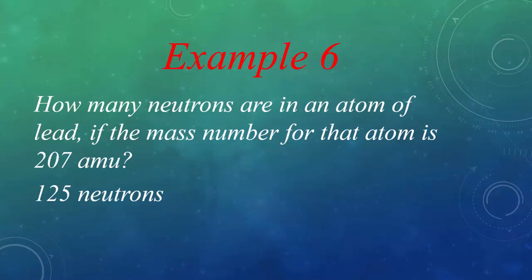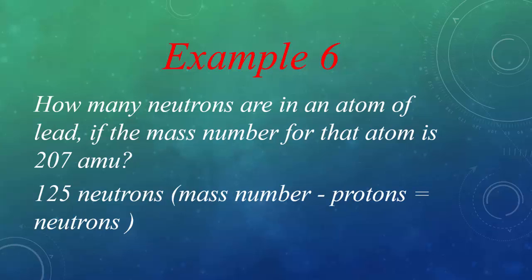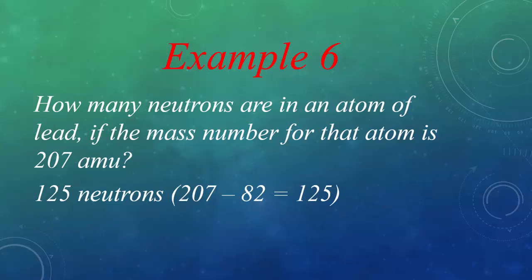125 neutrons is the correct answer. Remember that protons plus neutrons equals the mass number. The mass number, therefore, minus the protons must equal the neutrons. Mass number is 207. The atomic number, which is also the number of protons, for lead is 82. 207 minus 82 is 125. So there's your 125 neutrons.